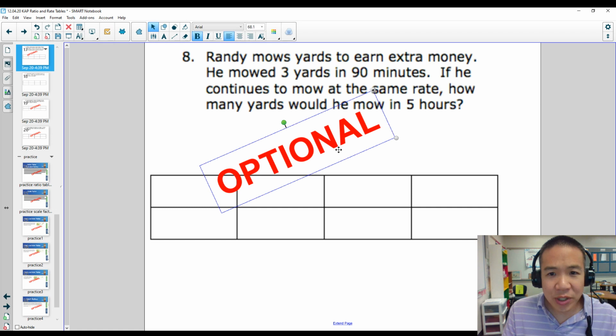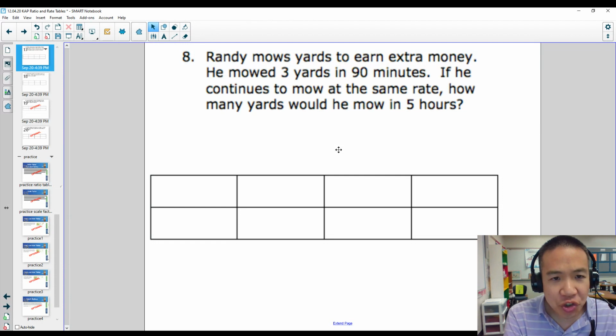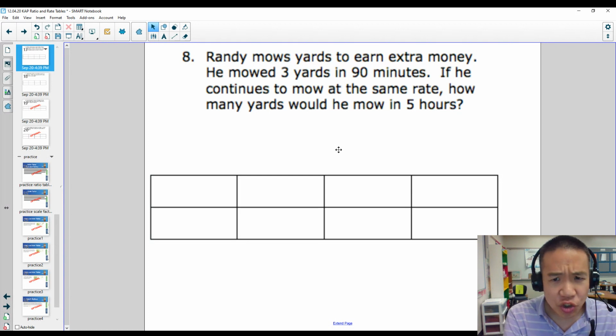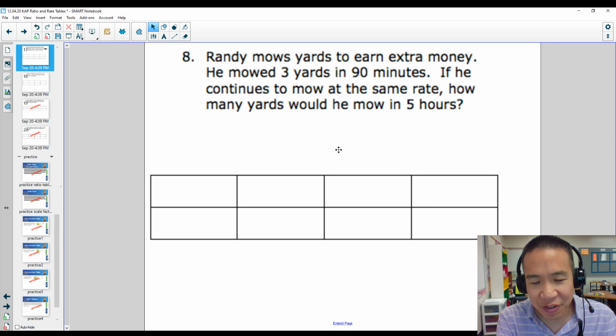So what we're going to be doing now is practicing with proportion using tables. The first thing you need to do is read the problem. Randy mows yards to earn extra money. He mowed 3 yards in 90 minutes. If he continues to mow at the same rate, how many yards would he mow in 5 hours?